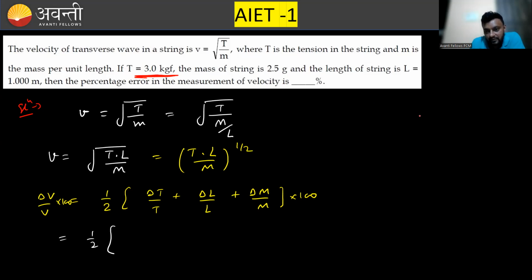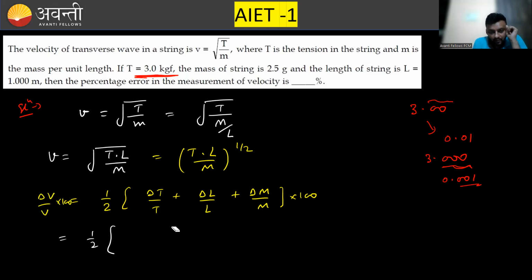For example, if it was mentioned as 3.00, then it can measure up to 2 decimal points, so the least count of the instrument will be 0.01. If it was mentioned as 3.000, the least count of the instrument will be 0.001. That means these digits decide what the least count of the instrument is. And I have told you in the previous question that delta T, delta L, delta M, or the error in the measurement of tension is nothing but the least count of the instrument from which they are measured.